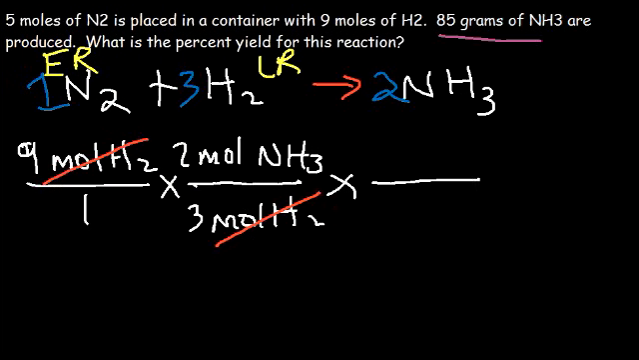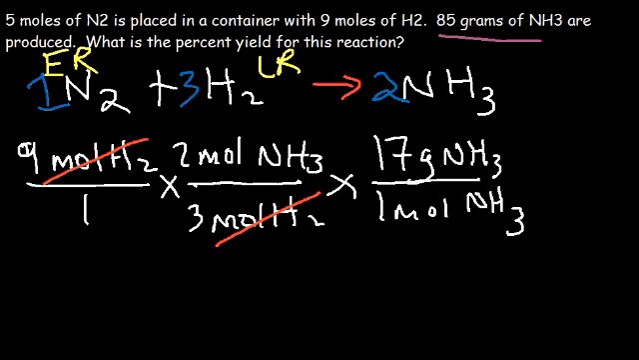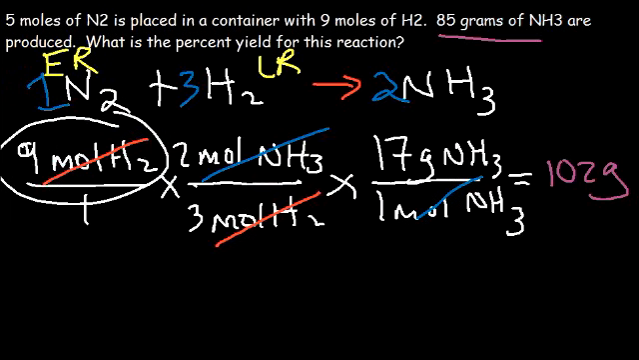And now let's convert moles into grams. The molar mass for NH3 is about 17. It's 14 for N, 1 for hydrogen, and there's 3 of them. So it's 17 grams per 1 mole. So the unit moles of NH3 cancel. So it's going to be 9 divided by 3 times 2 times 17. And so you should get 102 grams of NH3. So what this means is that if all of the 9 moles of hydrogen gas reacts, 102 grams of NH3 can be produced. That's the maximum amount of ammonia that can be produced in this reaction.